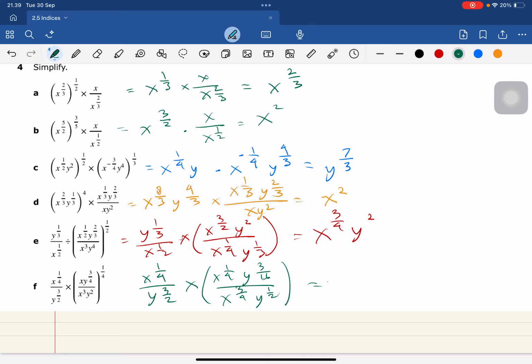So this will give us the answer of x power of minus 1 over 4 and y minus 29 over 26, or 1 over x power of 1 over 4 and y power of 29 over 26.